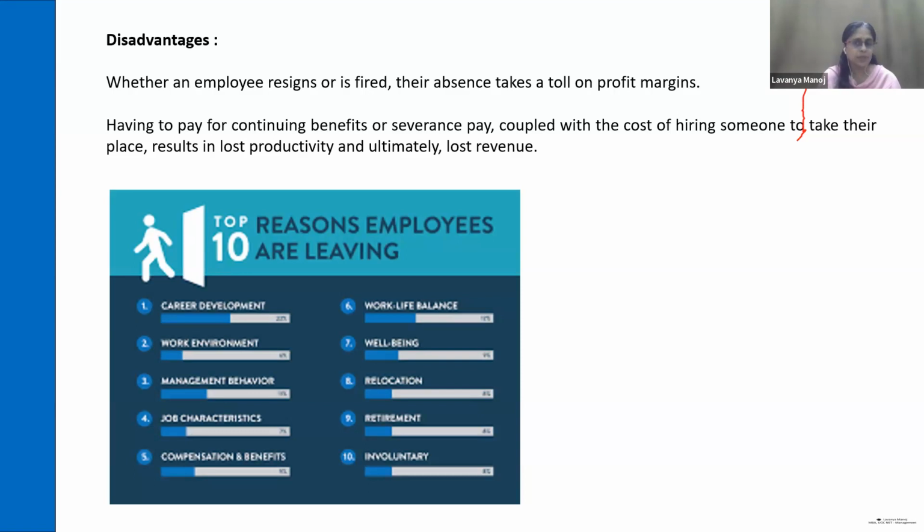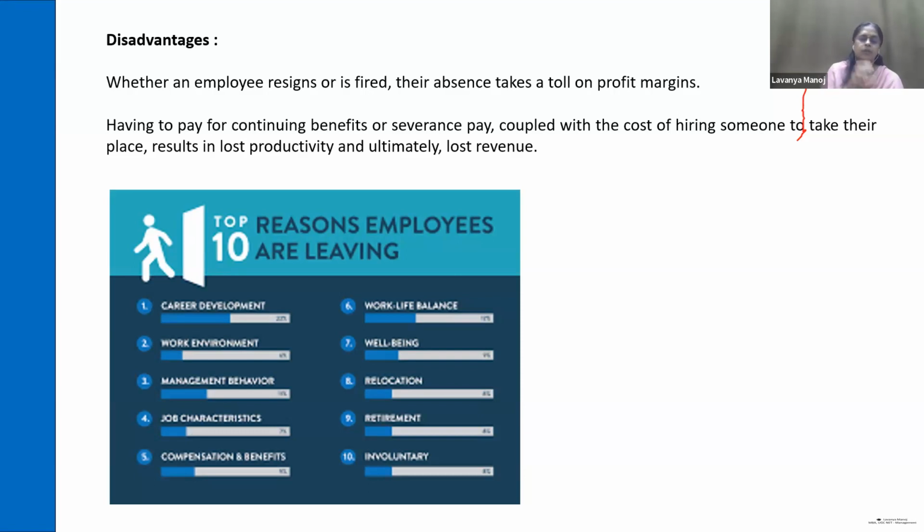So when it happens frequently, of course, it affects the profit margin. Having to pay for continuing benefits or severance pay, coupled with the cost of hiring, results in lost productivity and lost revenue as well. So here are the top 10 reasons.